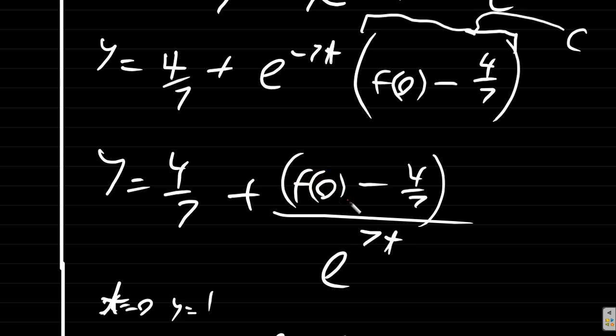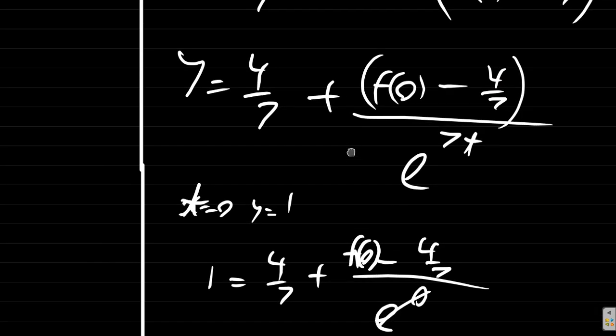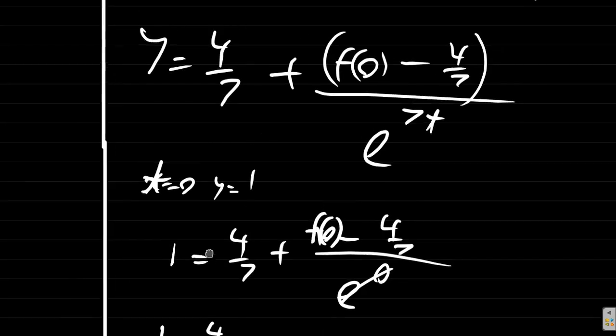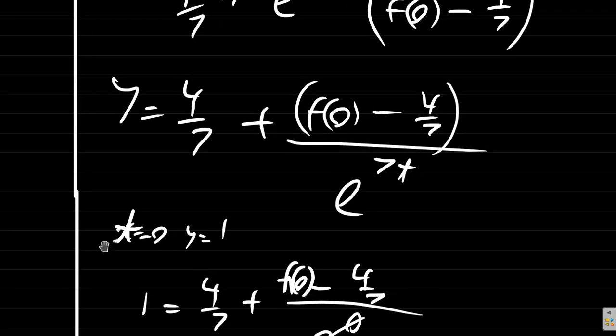Remember that this is a constant, and this is a constant. So this is going to be the constant of integration. The F of 0 minus 4 over 7 will be the constant of integration. Alright, so we put in the initial conditions. t equals 0 when y equals 1. y equals 1 when t equals 0. So we put 1 here for y. Here equals 4 over 7 plus F of 0, we want to find what F of 0 is, minus 4 over 7 divided by e to the 7t.